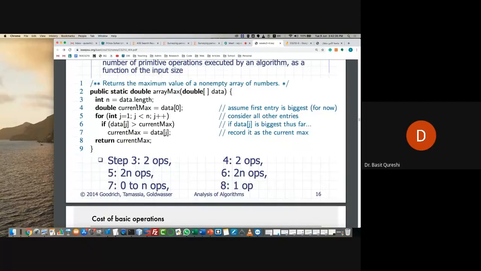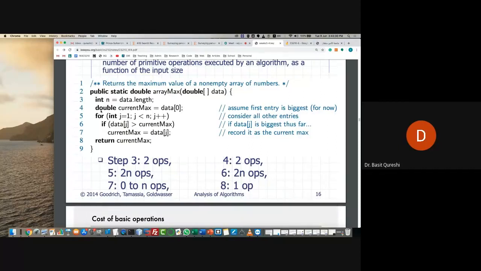But to go and fetch data.length, that is one operation. We need to go and fetch this from the memory. That's going to take one operation. So fetching length is one operation, and storing this in a local variable called integer n, that's another operation. So that's 2. 1 plus 1 is 2. Okay, so line number 3 is 2 operations. All right, let's move on.